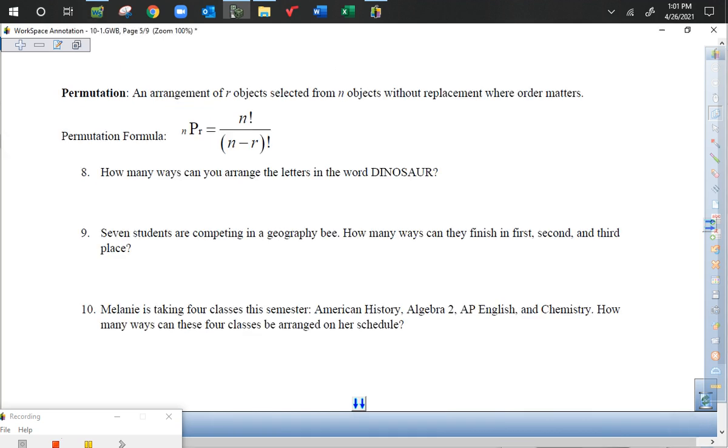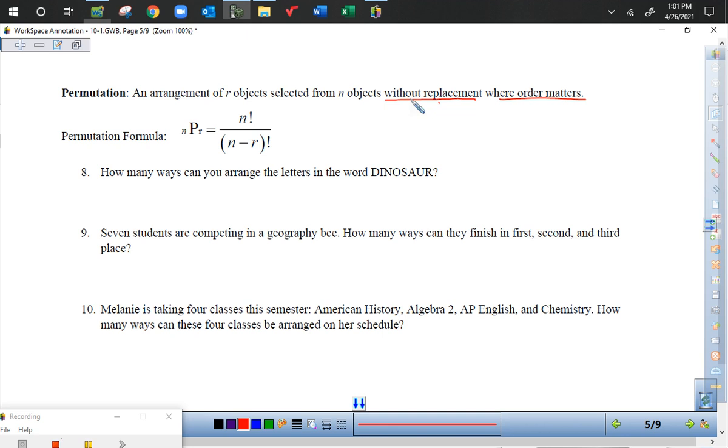So all of these factorials are going to be super useful for us to simplify when we're talking about both permutations and combinations. So permutations are up first. It says an arrangement of R objects selected from N objects without replacement where order matters. So these two things are going to be the most important for us to remember.